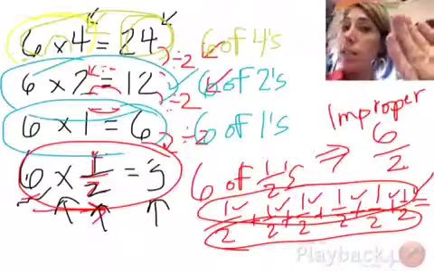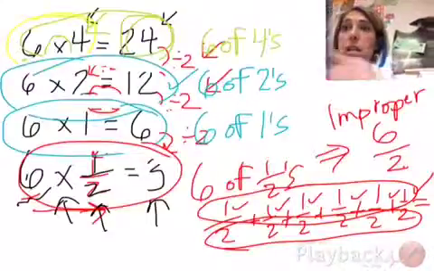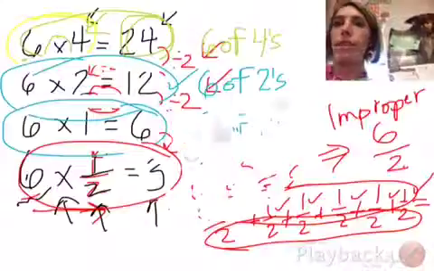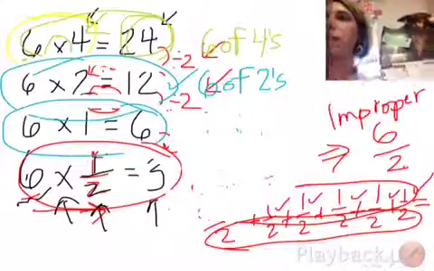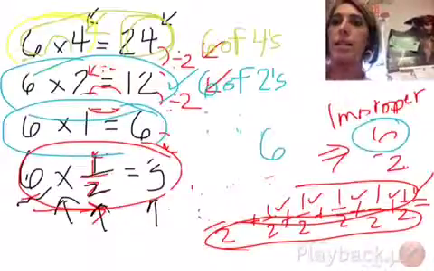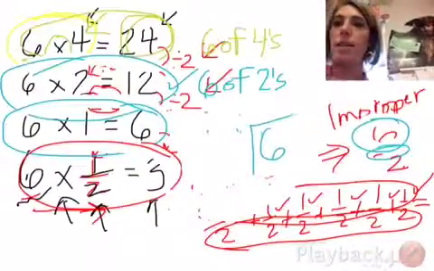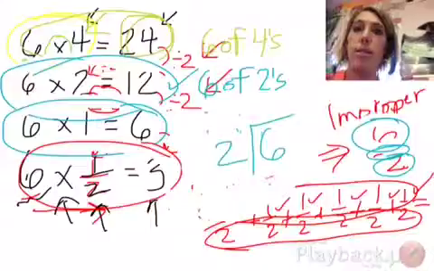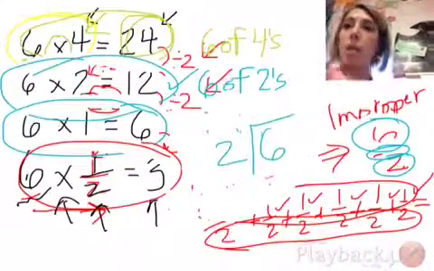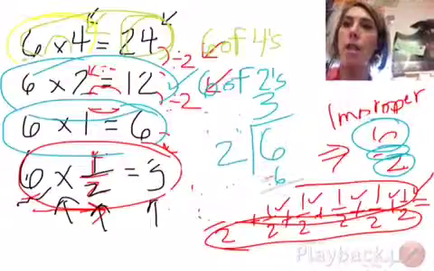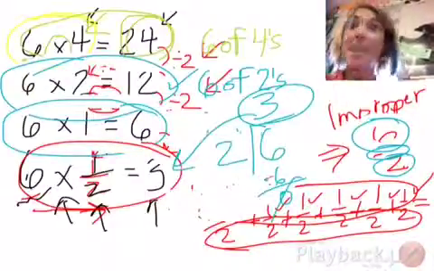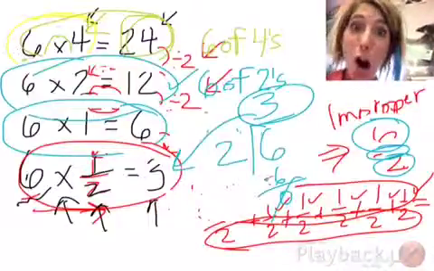Which, if we convert into a mixed number, would be what? What do we get when we convert that to a mixed number? Well, let's see. That's 6 divided by 2. 2 goes into 6 3 times perfectly. And look at, that's what we got. 3! It's all coming together.